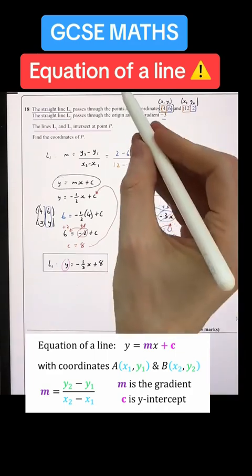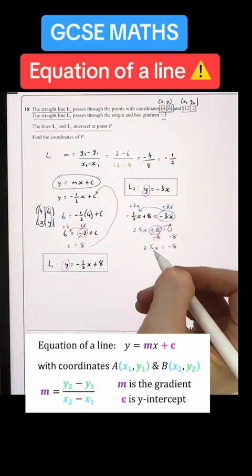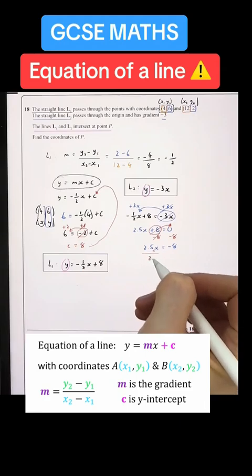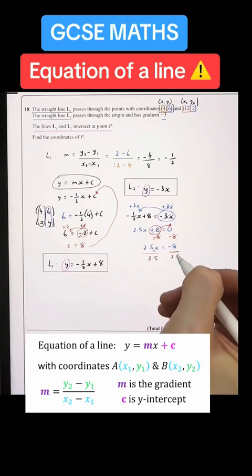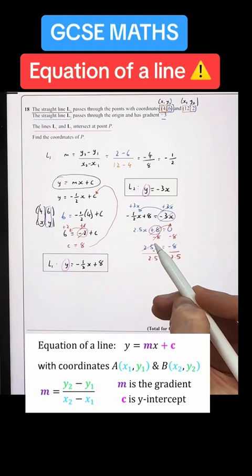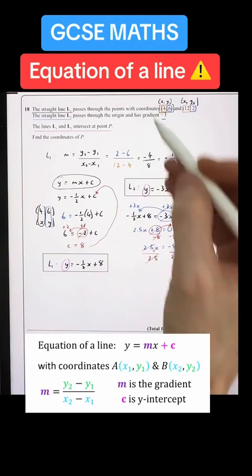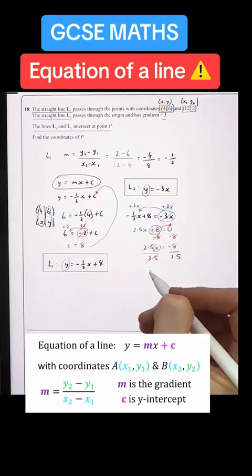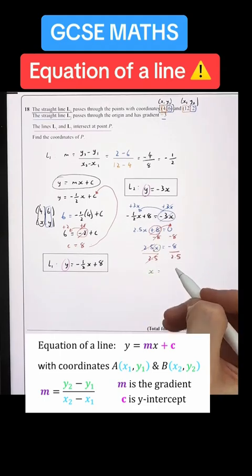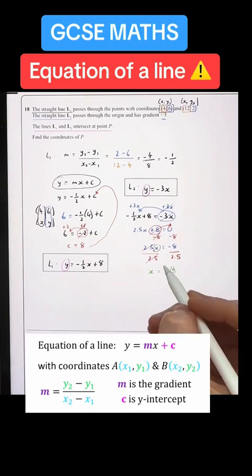I don't want 2.5x. I want to find the value of x. The opposite of multiply by 2.5 is to divide both sides of my equation by 2.5. On the left-hand side, 2.5 over 2.5 will cancel to leave us with a single x. And on the right-hand side, negative 8 divided by 2.5 gives us negative 16 over 5. Now I have my value for x.